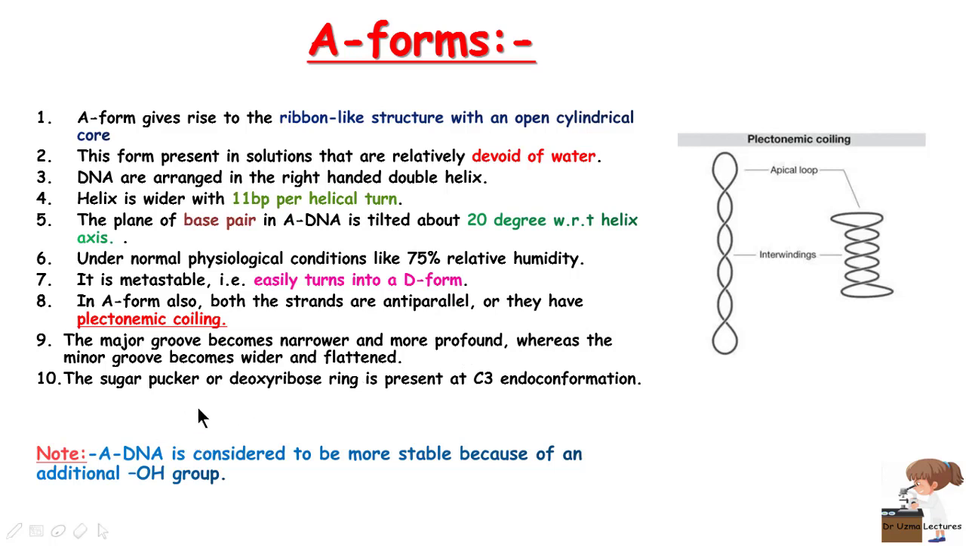The sugar is puckered in the C3 endo conformation. And also note down a point that the RNA is more stable because of an additional hydroxyl group.